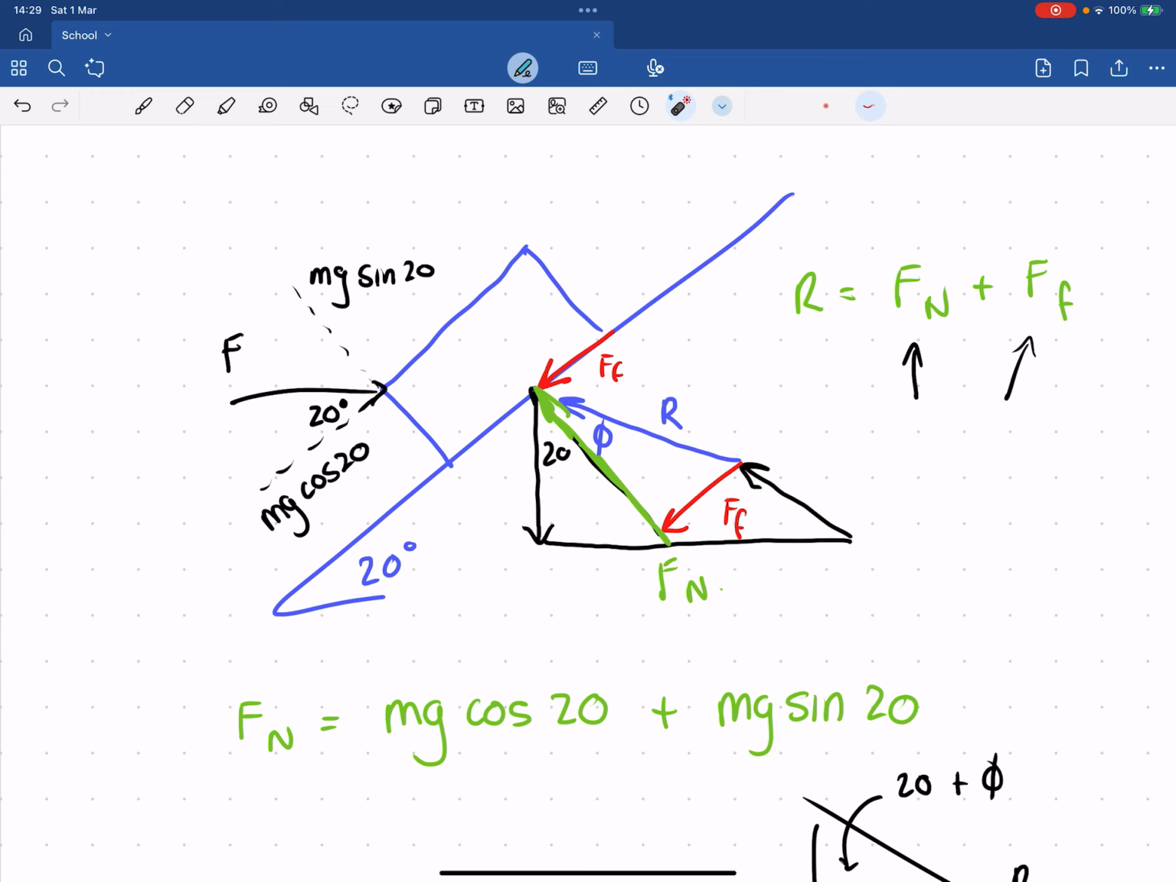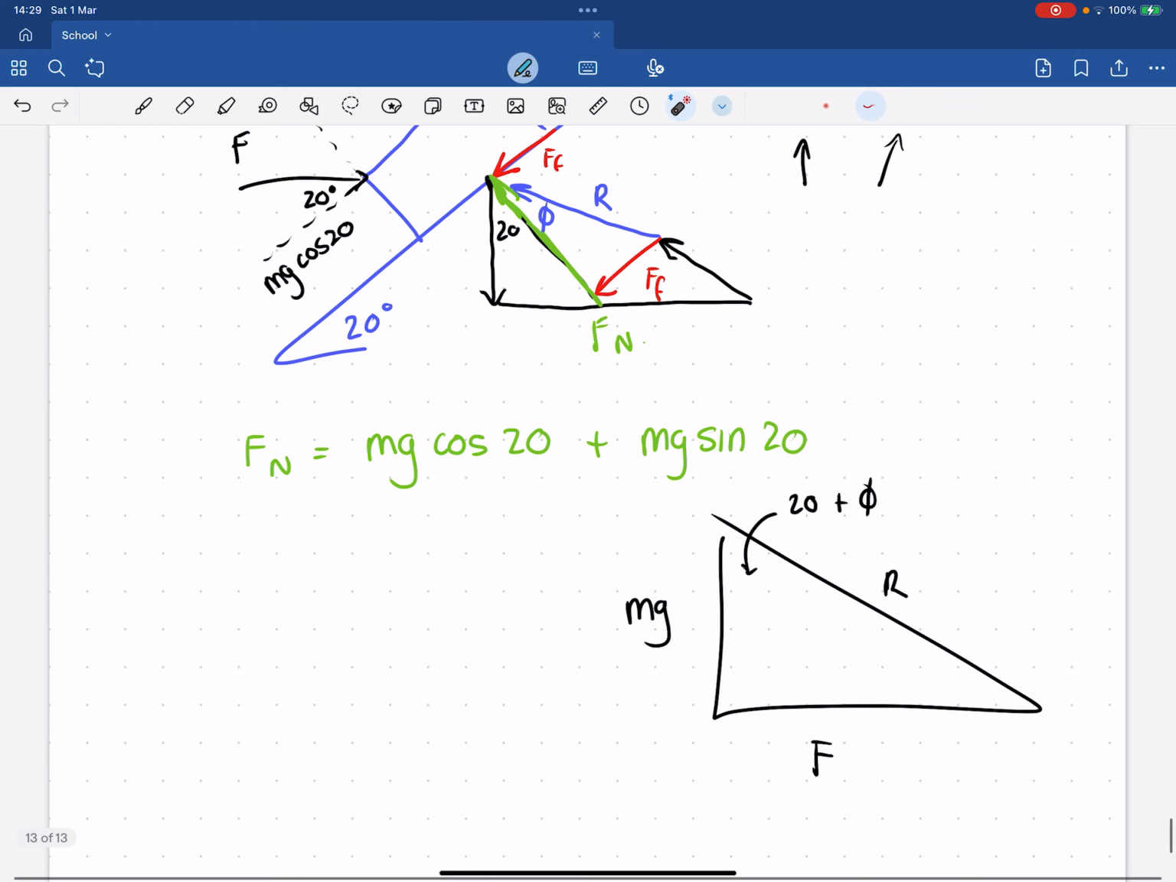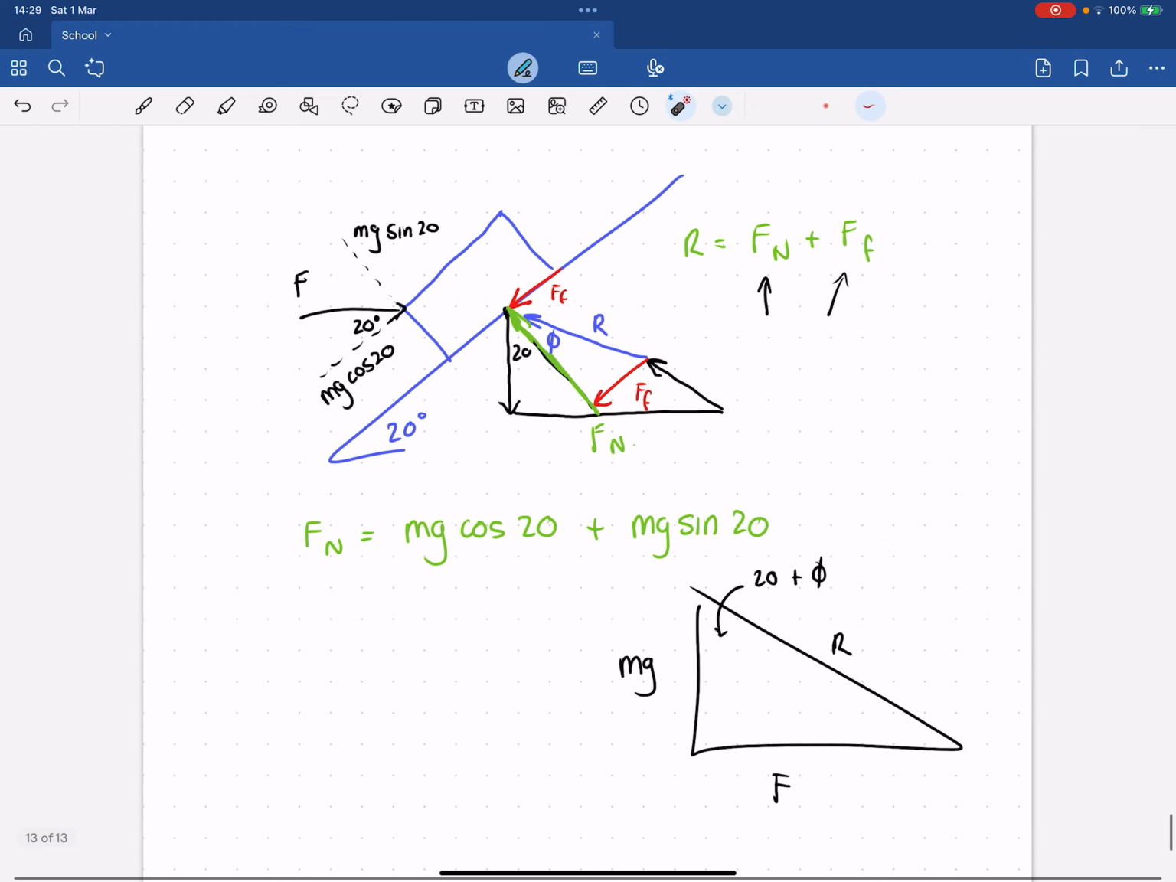I couldn't figure out how to write that down and explain it to you, so I just thought I'd make a quick video. Oh, and of course, sorry, we always arrive at this triangle. So 20 plus the angle of repose.